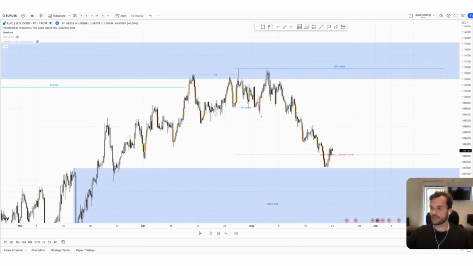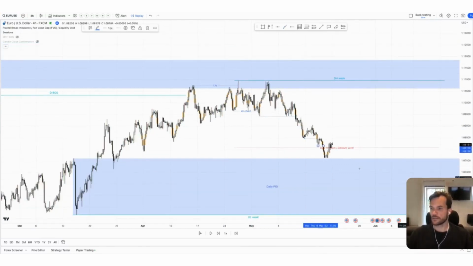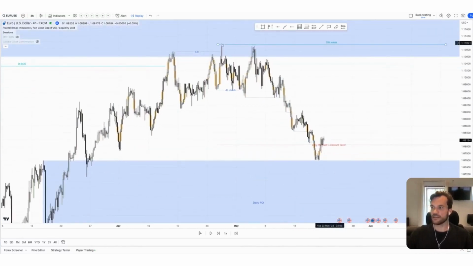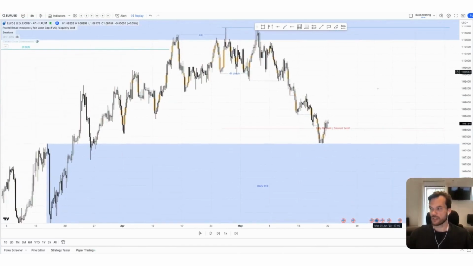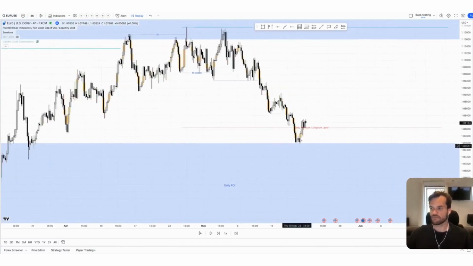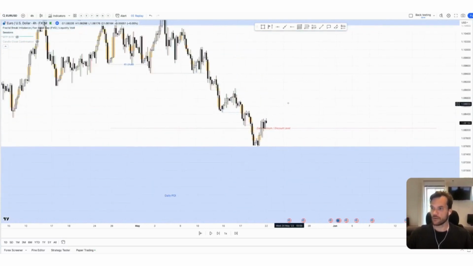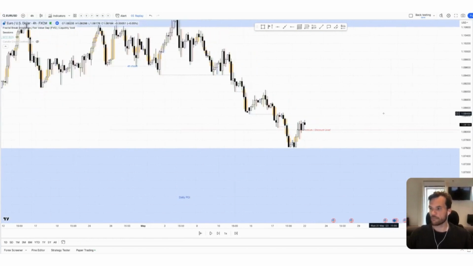So since then, we had the CHoCH. We've had some 4 hour break of structure, so we're in a 4 hour downtrend at the moment. As we can see, we've got a daily weekly high. Pretty much we're looking for some sort of reaction. It looks like we just tagged it, but I can imagine we could come deeper into this area. So let's have a look at what we might be looking for, reversals to follow us down.